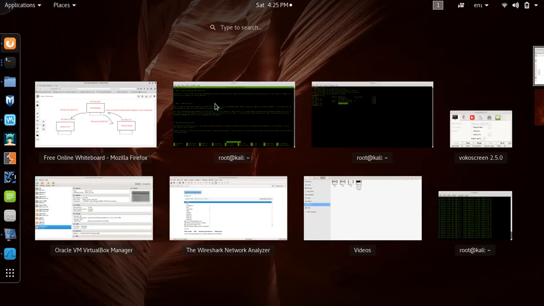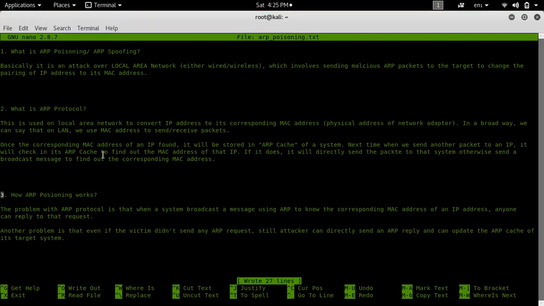So whenever we find the corresponding MAC address, it is stored in the ARP cache table. When we send the next packet to this IP address, our system will check its ARP cache to see whether the corresponding MAC address is there or not. If it is there, it will directly send the packet to that MAC address. Otherwise, it will again broadcast a message to find out the corresponding MAC address. Now coming to ARP poisoning, how it actually works.